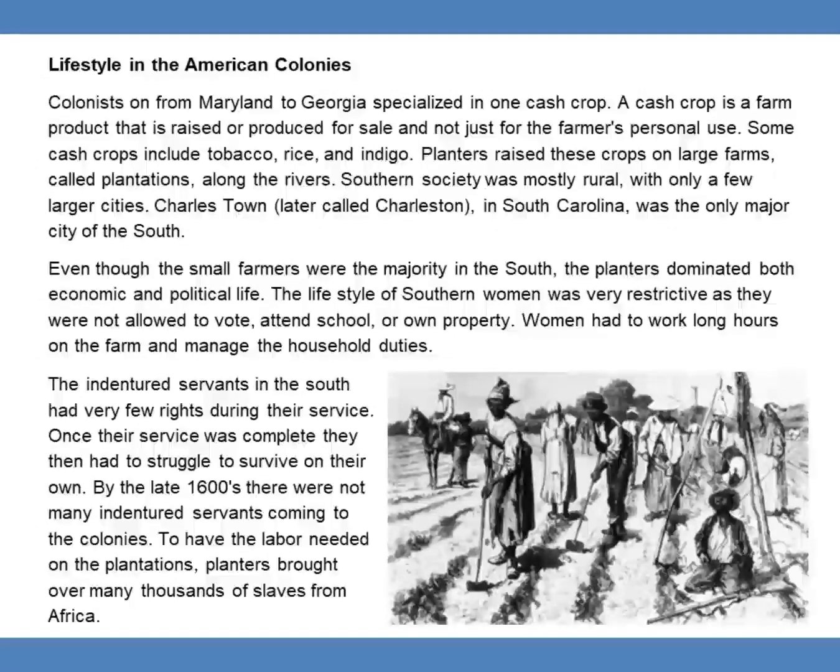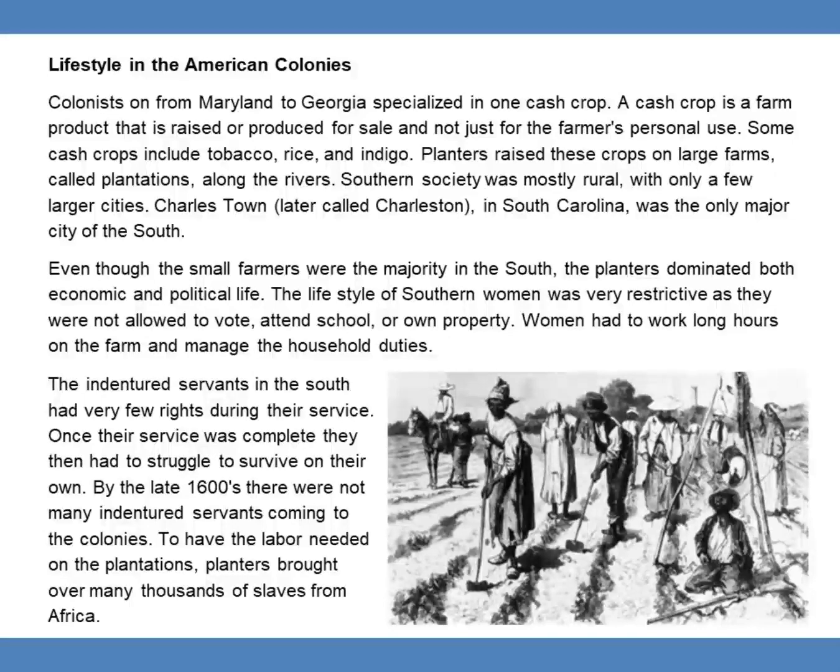Lifestyle in the American colonies. Colonists from Maryland to Georgia specialized in one cash crop. A cash crop is a farm product that is raised or produced for sale and not just for the farmer's personal use. Some cash crops include tobacco, rice, and indigo. Planters raised these crops on large farms called plantations along the rivers.